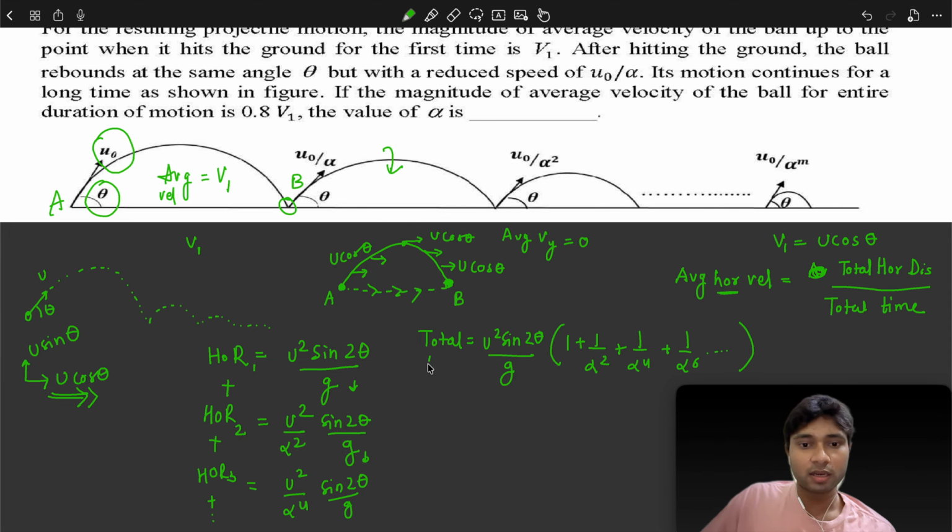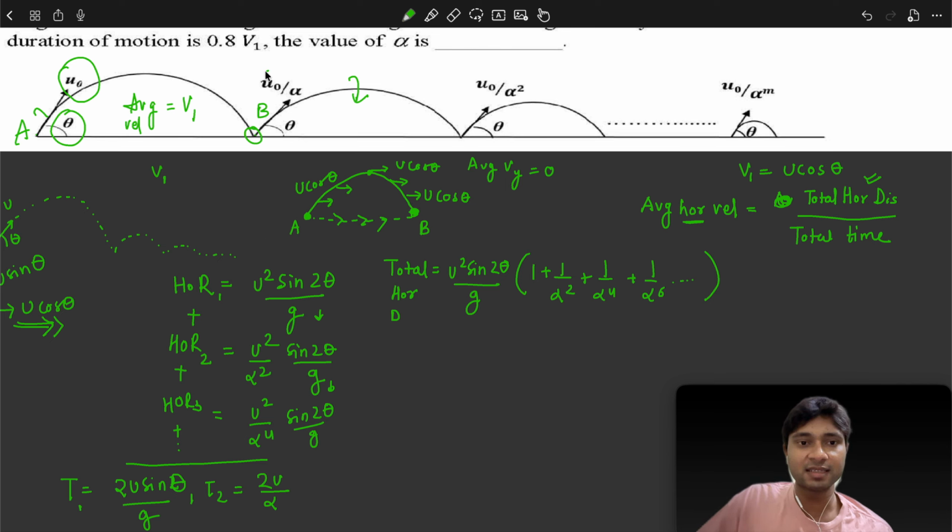So our numerator is sorted. Now let's see what is the total time taken. For a single projectile, the time taken is given as 2u sine theta by g. So this will be the time of projectile for the first one, t1. What will be t2? Since theta and g everything is constant, instead of u it will be 2u by alpha, because nothing has changed, just velocity has changed by the factor alpha. 2u by alpha sine theta by g. t3 will be 2u by alpha square sine theta by g, and so on and so forth.